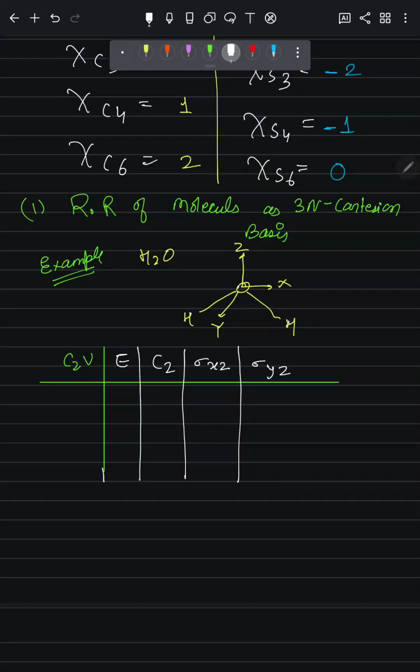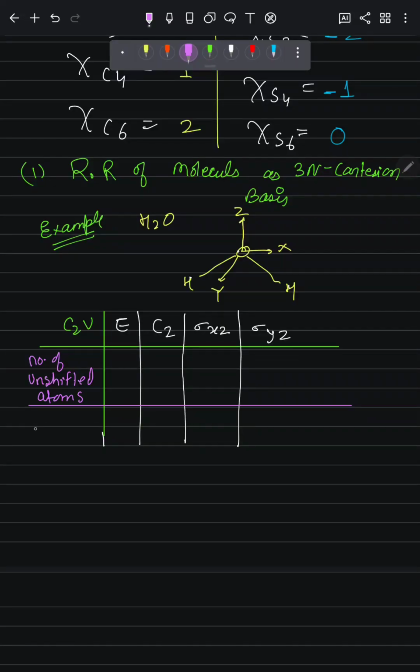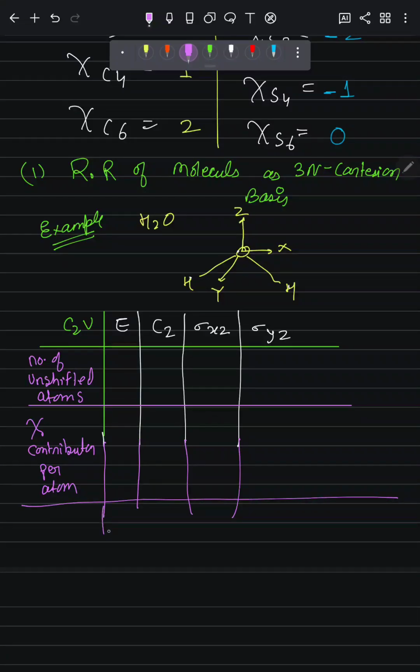So to calculate the reducible representation, we first check the number of unshifted atoms. This is the first row that we write here, number of unshifted atoms, and the next step is the character, or we can say contribution per atom. This is according to the 3n Cartesian system. So these are the values that we write, and after multiplying or getting the product of these, we will get the reducible representation here.